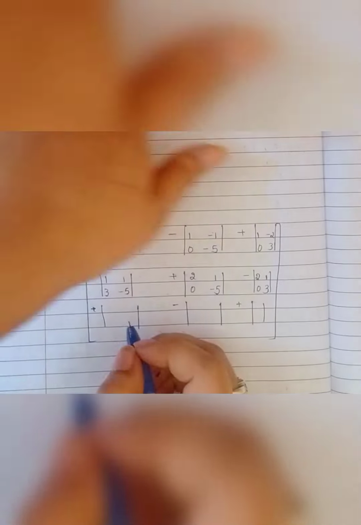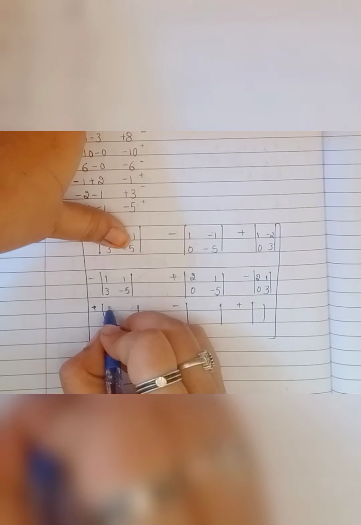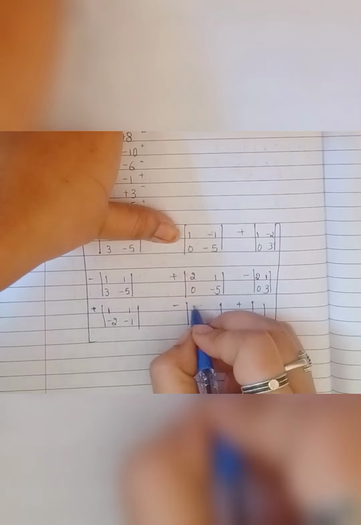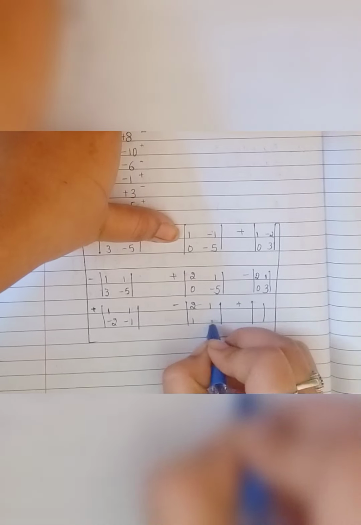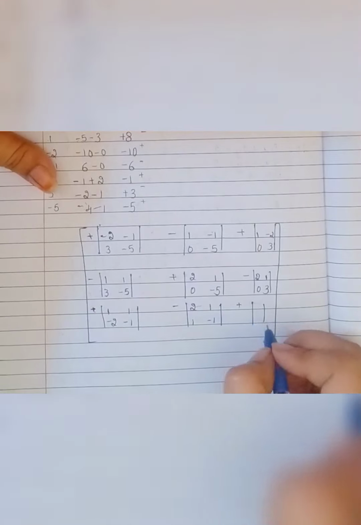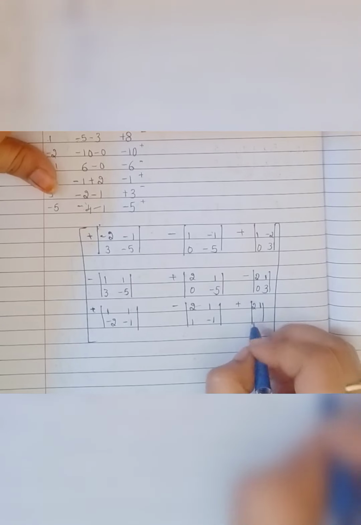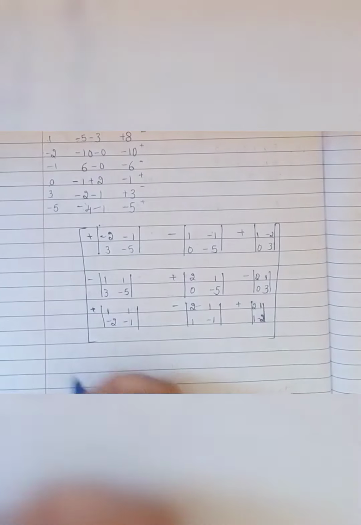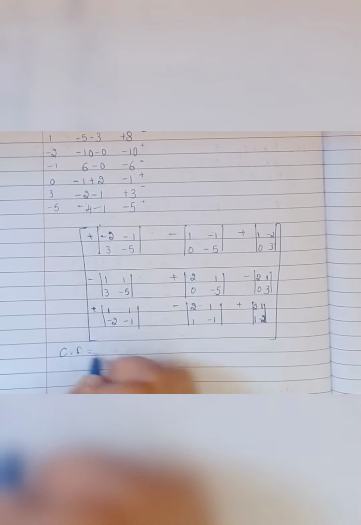And the next one is 1, 1, minus 2, minus 1, 2, 1, 1, minus 1, 2, 1, 1, minus 2. Okay, we have got it. Now we can write the cofactor directly.